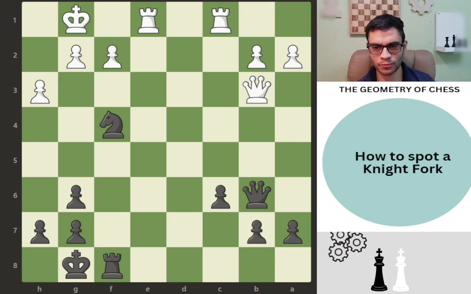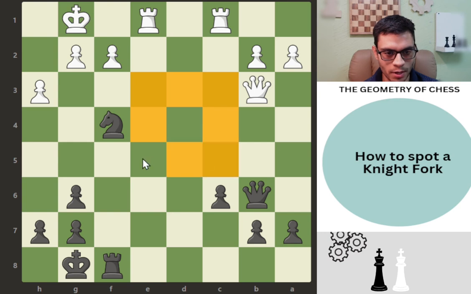If you have trouble finding a fork with the knight, there are two simple steps you can take. The first thing is I would draw this matrix, a matrix that starts next to the knight on e4 in this case. It's a 3x3 matrix. And the second thing is look for pieces that are on the same color complex. So we have our knight on a dark square, and these two rooks are also on the same color complex. This one is simple. We just take the queen, and once they take, I can fork these two rooks.